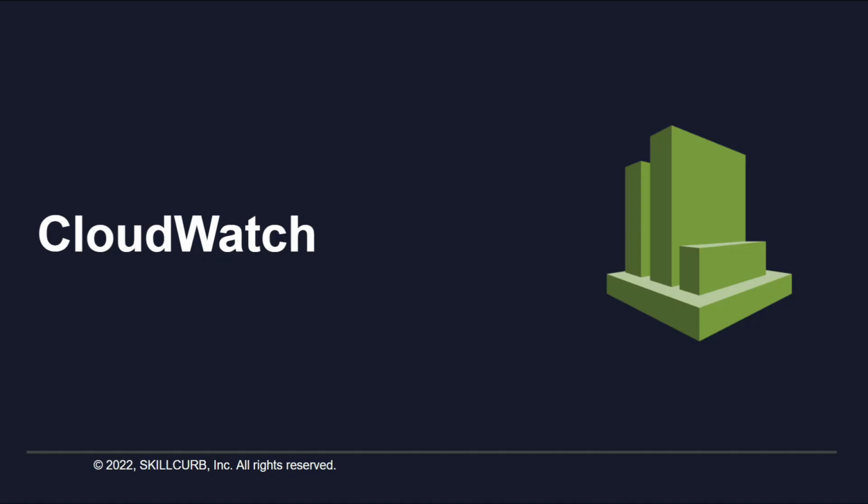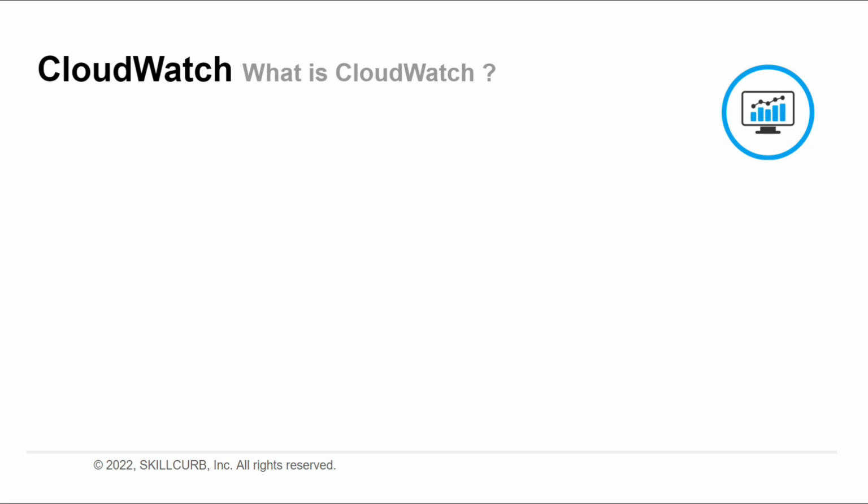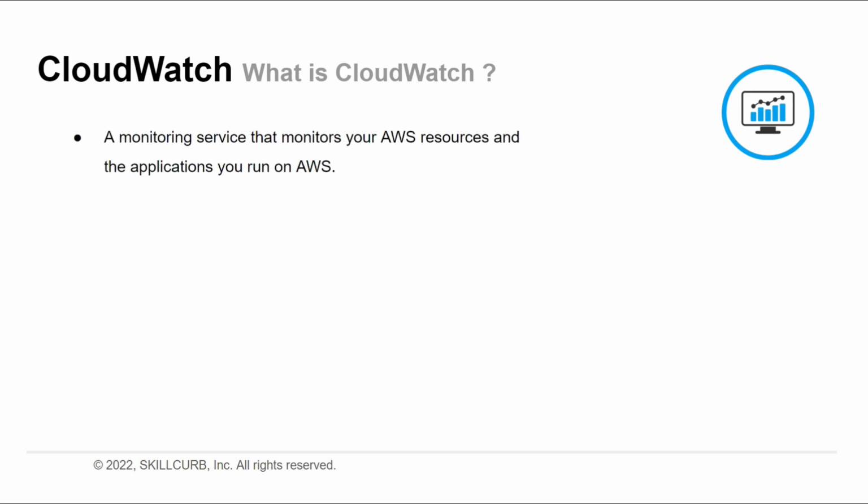Hello everyone, and welcome to this lesson where we will learn about AWS CloudWatch. Let's start with what is Amazon CloudWatch. When using the AWS services, you might be interested in looking at the services usage while tracking the resources and the applications you run on AWS. AWS CloudWatch is the answer for all this. It allows you to monitor your AWS resources and the applications that you run on AWS in real time.